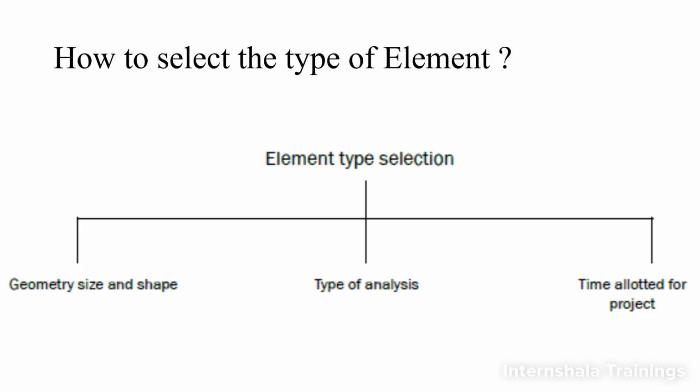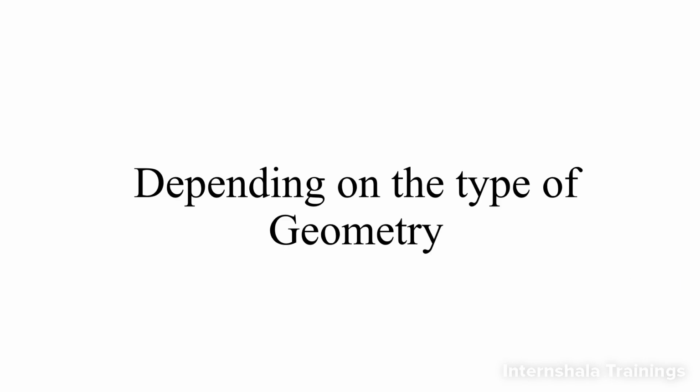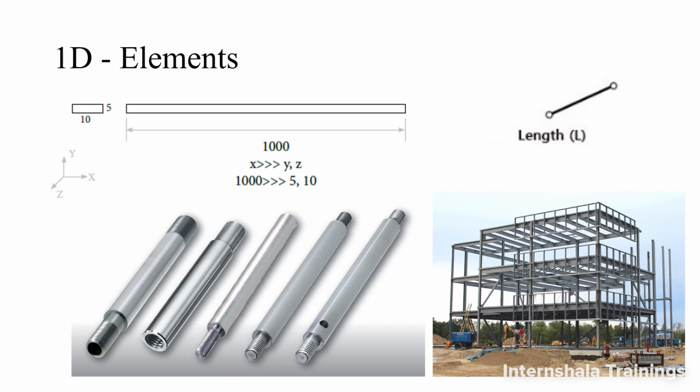Then how do you select the type of element that you are going to use for meshing? It is based upon three major factors. One is the geometry, size and shape, then type of analysis, and time allotted for the project. So coming to the first one, type of geometry. Depending on the type of geometry, you are going to select the 1D elements.